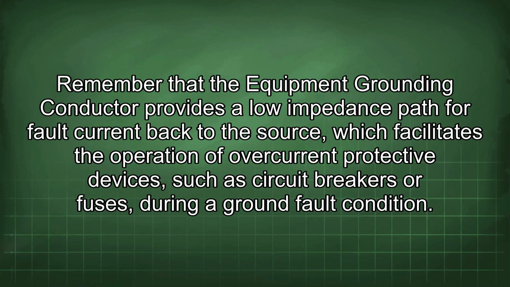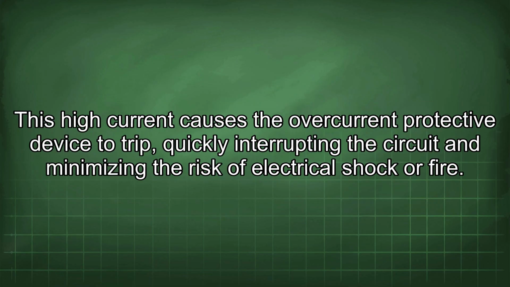Remember that the equipment grounding conductor provides a low impedance path for fault current back to the source, which facilitates the operation of overcurrent protective devices, such as circuit breakers or fuses, during a ground fault condition. This high current causes the overcurrent protective device to trip quickly, interrupting the circuit and minimizing the risk of electrical shock or fire.